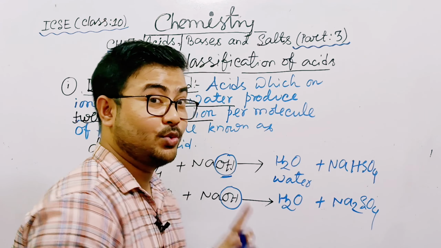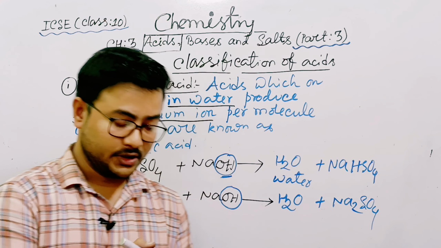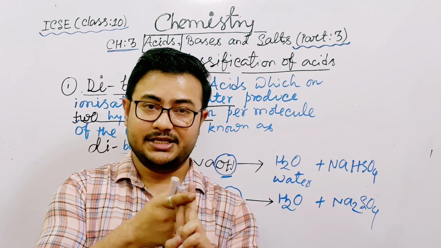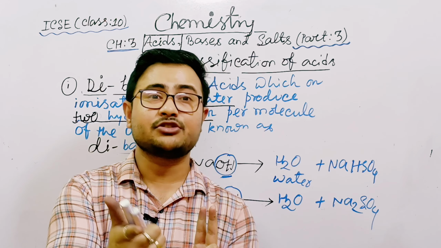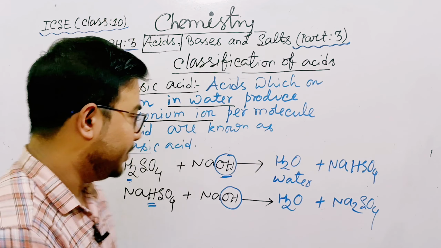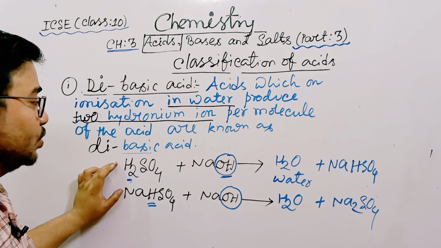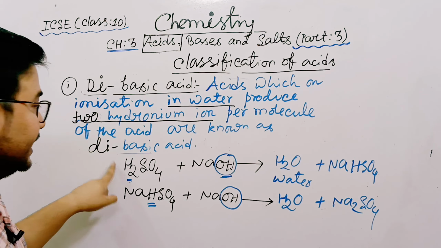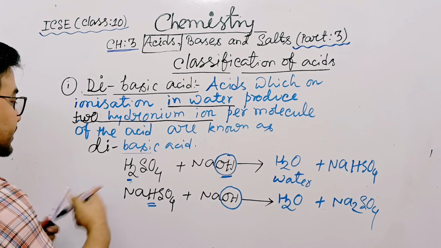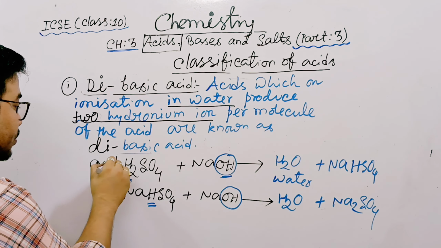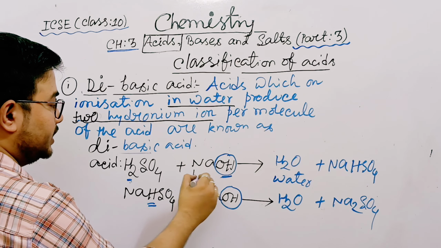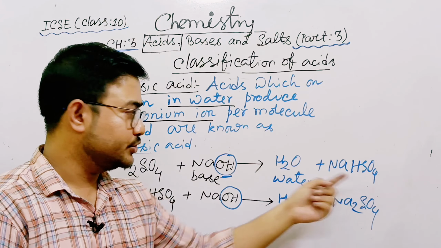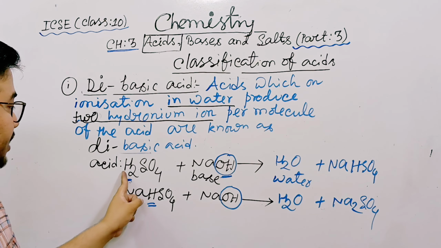Do you understand? So wait, very important for your board. Monobasic acid cleavage in 1 step, that I told, note it down. Dibasic acid cleavage or ionized in 2 steps. Whenever we have dibasic acid, when this acid reacts with a base, salt plus water will be produced. So water means HOH. Now which one is left?